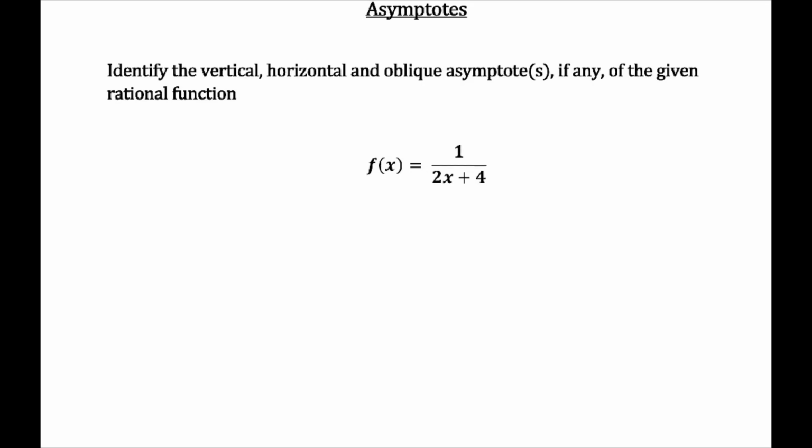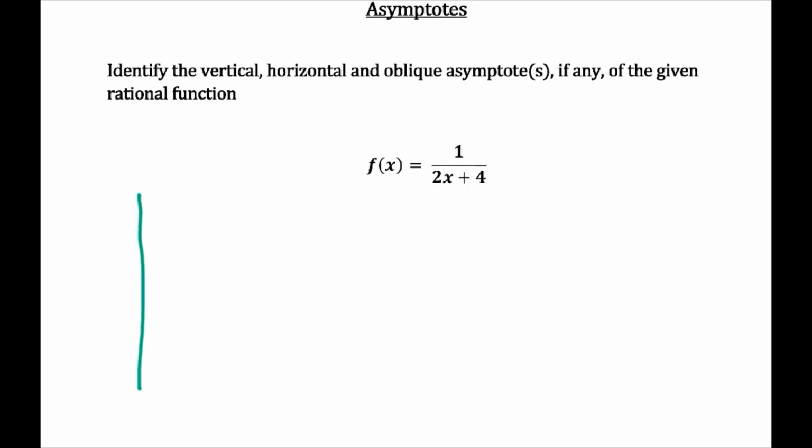Hello everyone. In this lesson, we will learn how to find the asymptotes. What is an asymptote? Well, an asymptote is a line that the graph of a function approaches but never intersects. Now, we do have three types of asymptotes.